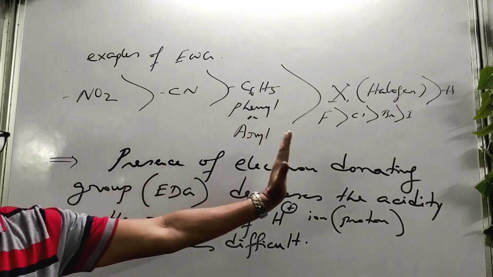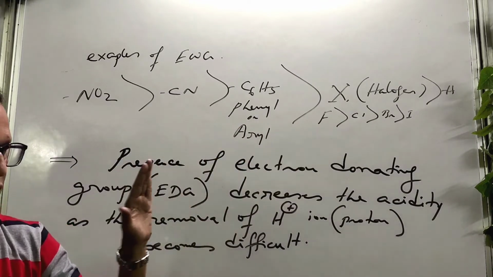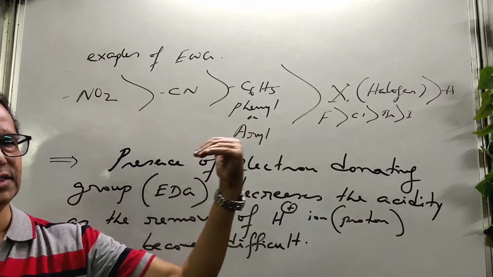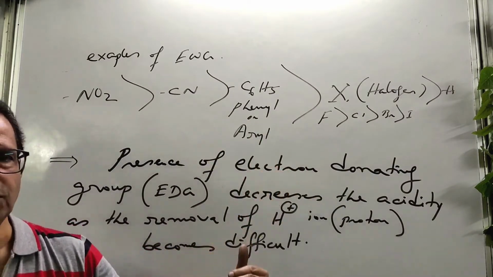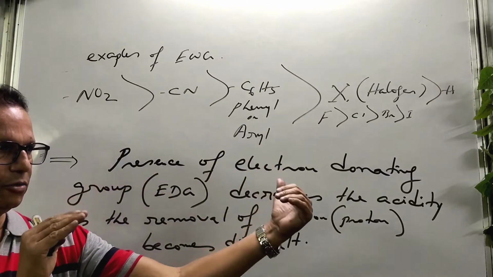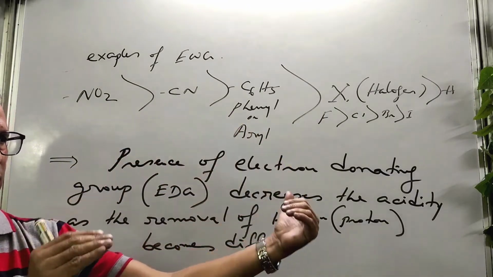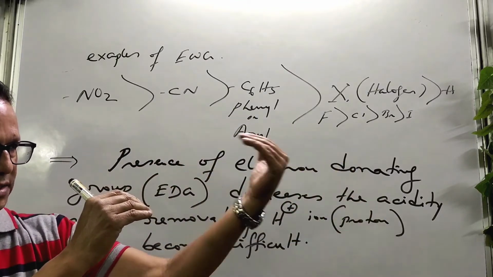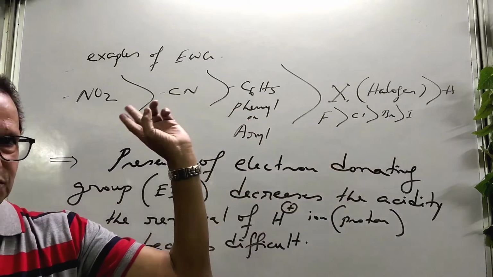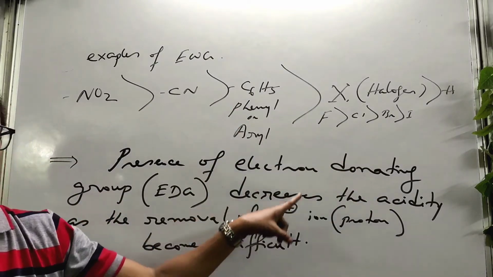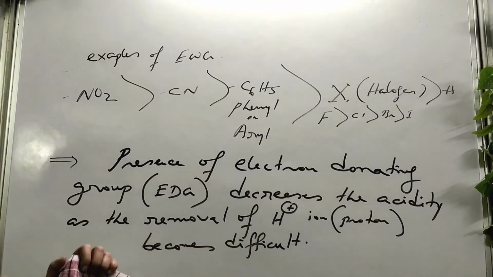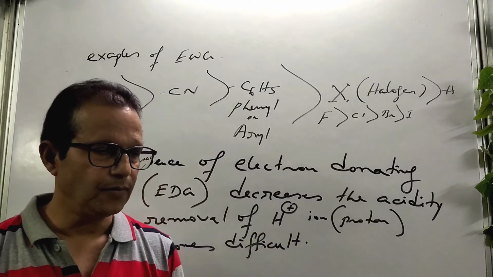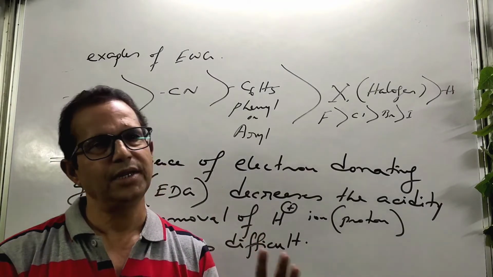If electron donating groups are there, they push the electron towards oxygen. But you know that oxygen has a tendency to gain electron. So the two electron clouds oppose each other, and thus the releasing tendency of H positive becomes difficult. That's why acidity decreases. Clear? Remember, only presence of electron donating group decreases the acidity. Presence of electron withdrawing group increases the acidity.